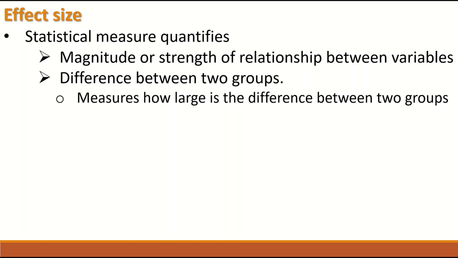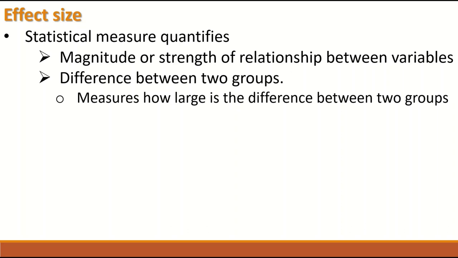So the difference between the two groups measures how large or how small the difference is. If one group has a higher mean and the second group has a lower mean, then the difference will be large. If the means for the two groups are close to each other in value, then there is a small mean difference. That mean difference is valued when performing meta-analysis, and it reflects the effect size, sometimes called the standardized difference between means.